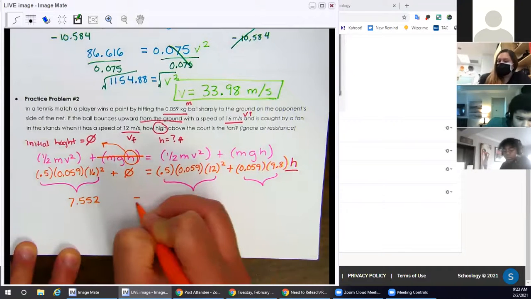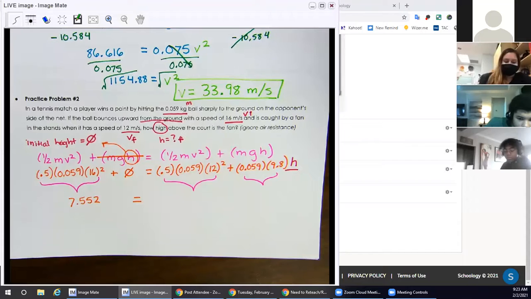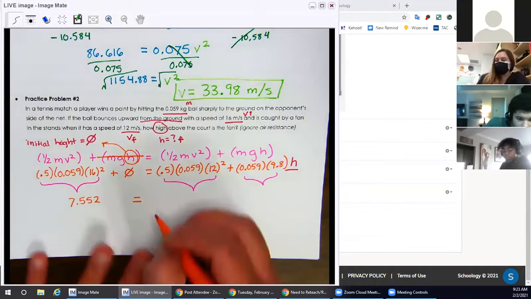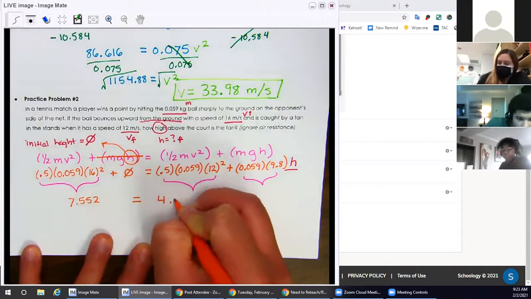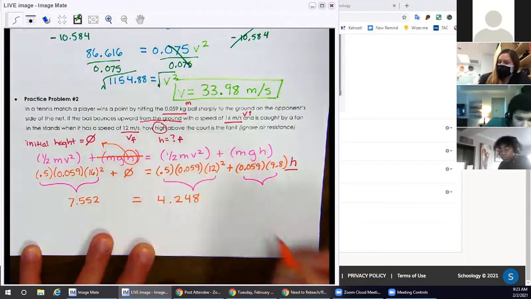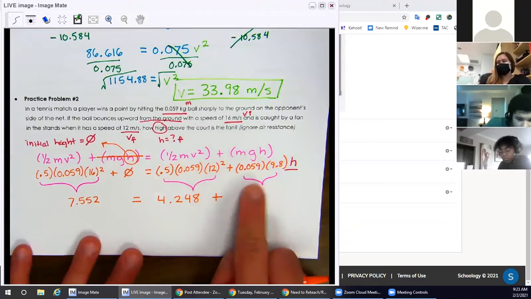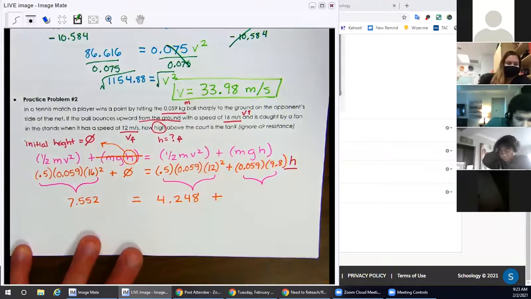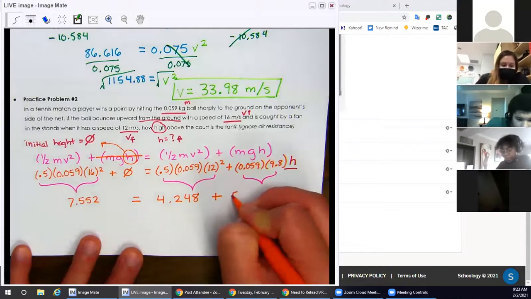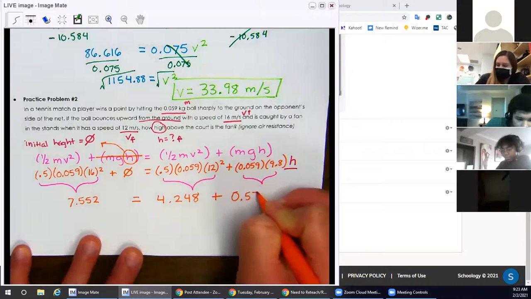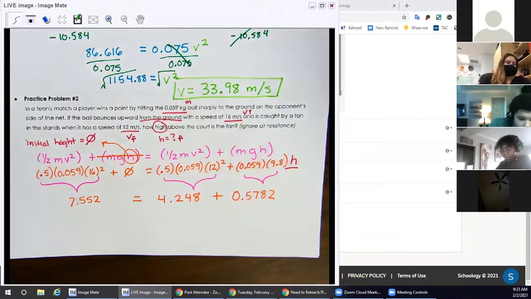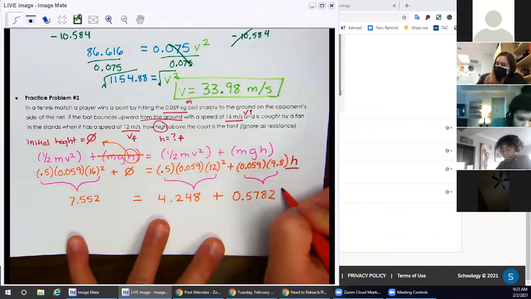That's going to be equal to 0.5 times 0.059 times 12 squared. Don't forget to square your velocity. 4.248. Then I'm going to do my height. My mass times my gravity. 0.059 times 9.8. That's going to be 0.5782. And I still have my height because that's what I'm looking for.